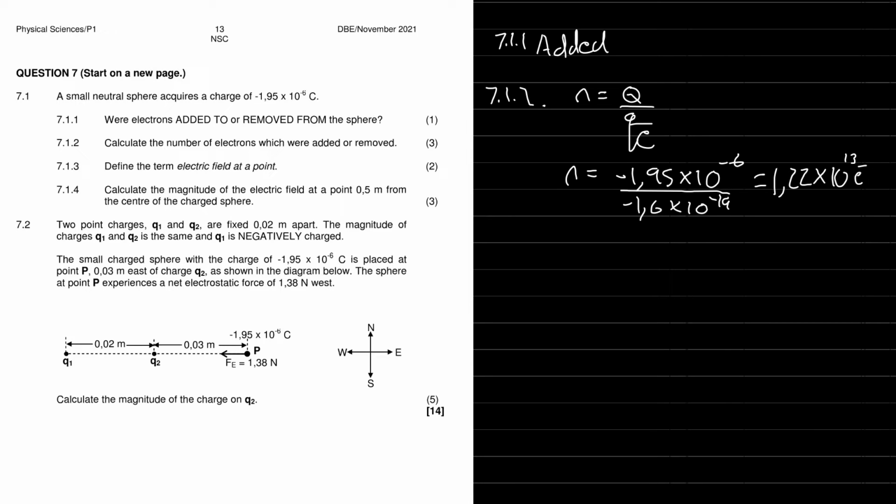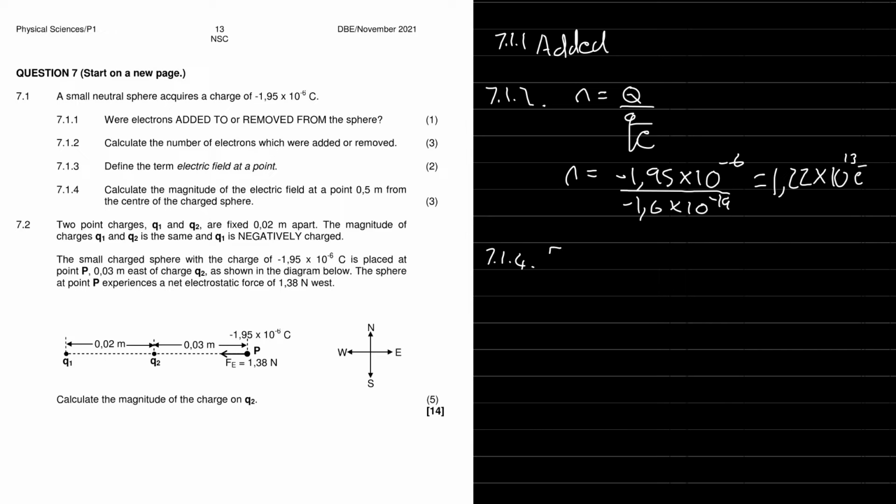Next up we need to define the term electric field at a point. So electric field at a point is the electrostatic force experienced per unit positive charge placed at that point. Next up we need to calculate the magnitude of the electric field at a point 0.5 meters from the center of the charged sphere.